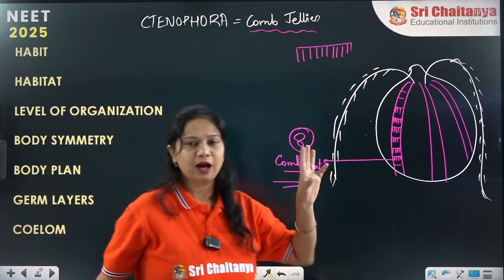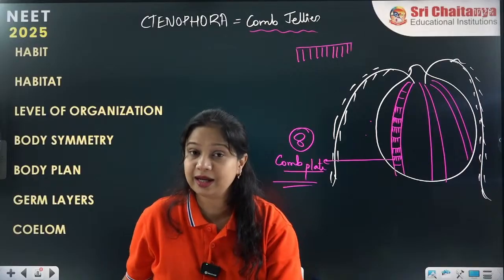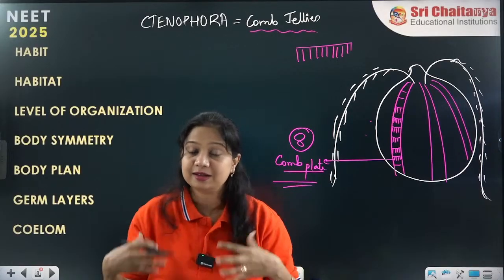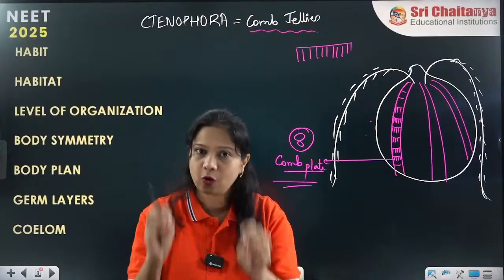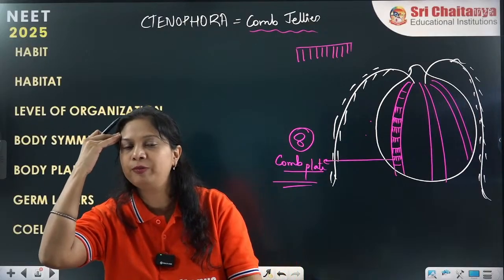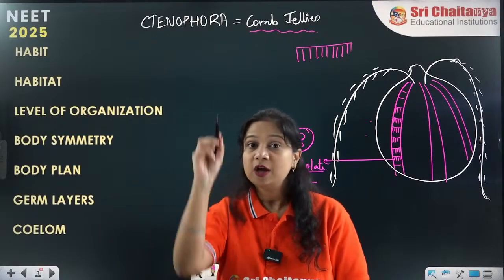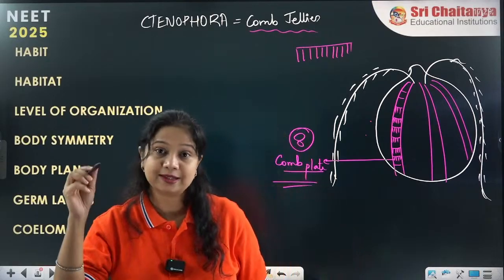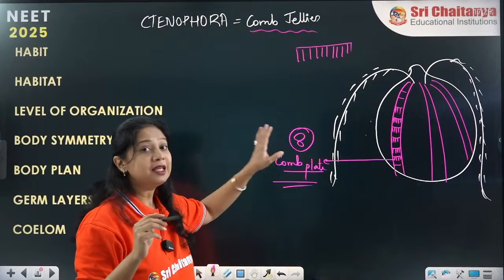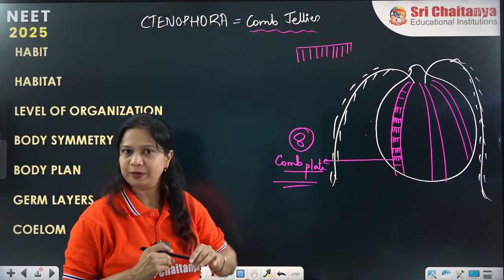Alright everyone, I hope you all are understanding and memorizing, reading them in such detail that it is going straight to your brain and heart. Remember, a total of 8 longitudinal plates of comb jellies are there in these organisms. That is why they are called the comb plates.